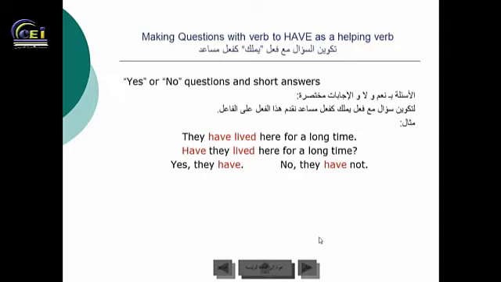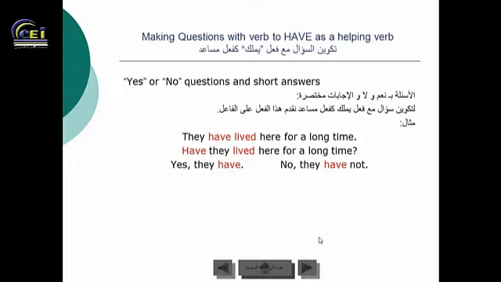Now the question. The sentence says, they have lived here for a long time. To make the question, we put have or has first, then the subject and the past participle. They have lived here for a long time. Have they lived here for a long time? The answer is yes, they have, or no, they haven't.